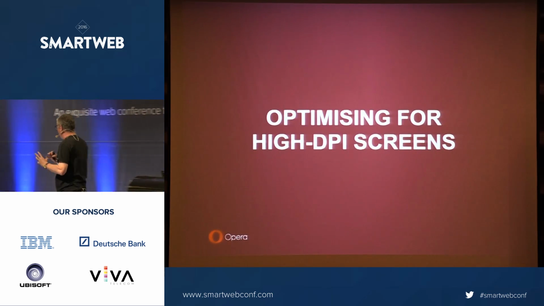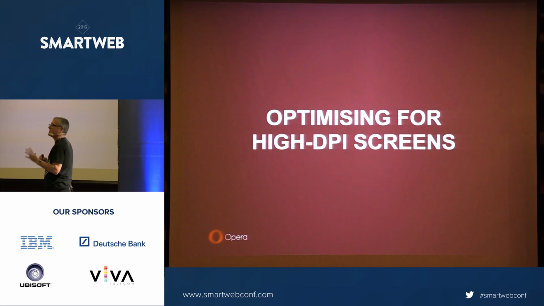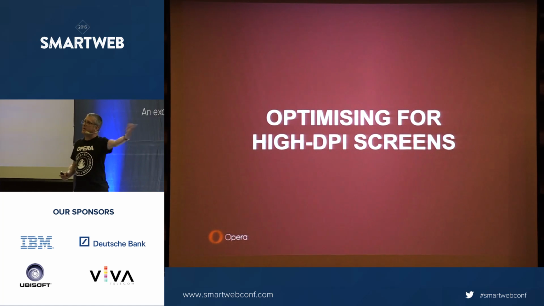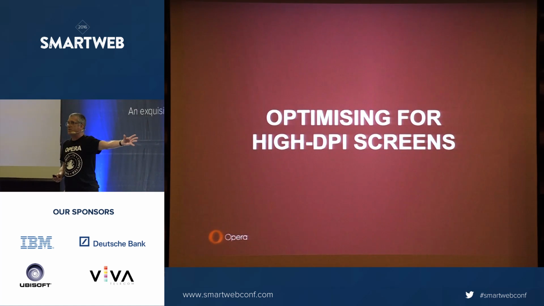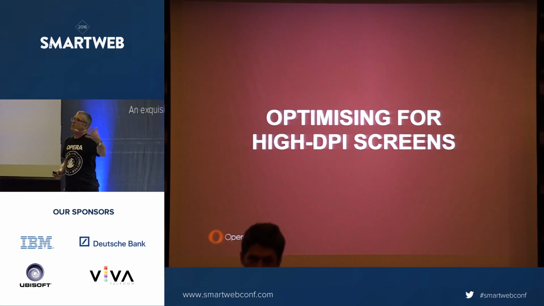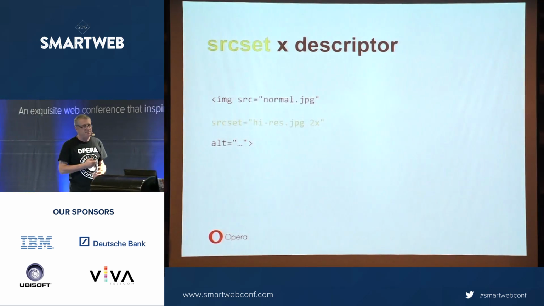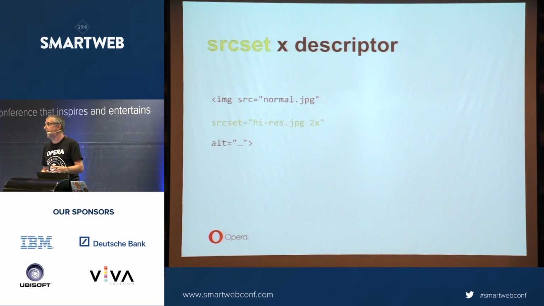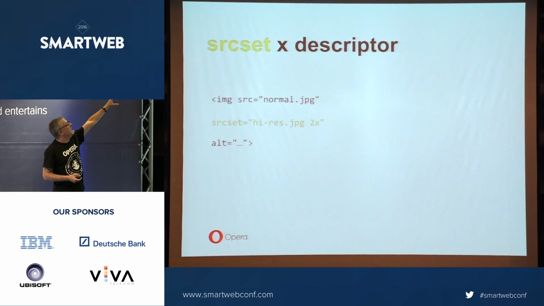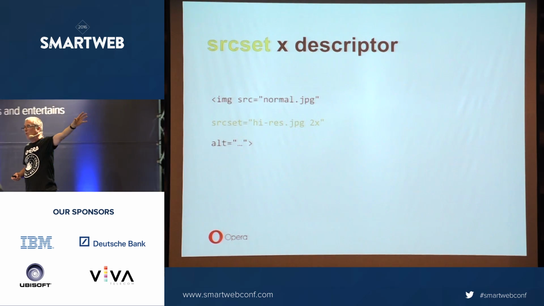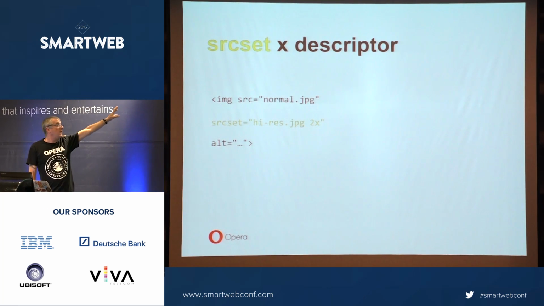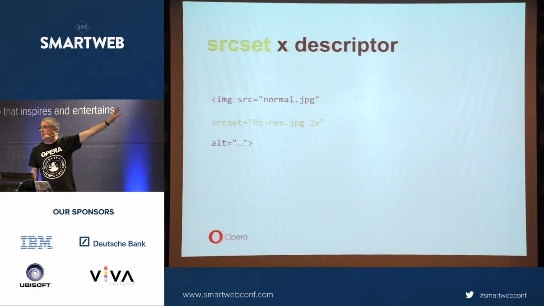Cool. Okay, let's look at the main use case, the first use case that we identified. How can we send a high-res image to retina displays and a normal image to non-retina displays? And we do it like this. And this was invented by Apple. We just nicked it and added it to the spec. Image SRC is your normal version. And note that every browser, Netscape 4, understands that, because every browser understands the SRC attribute on an image.